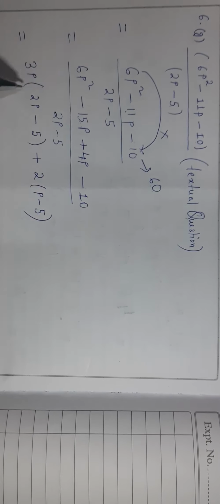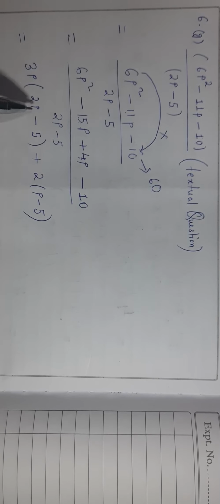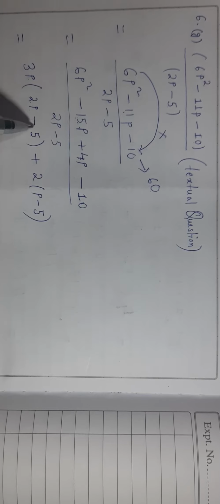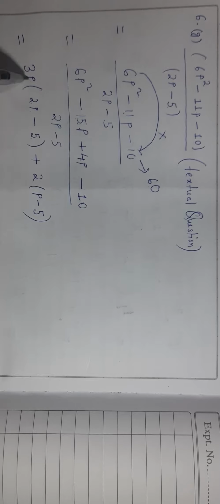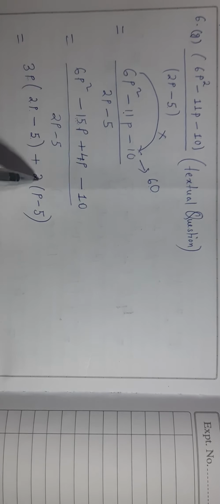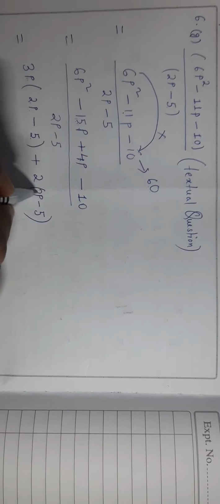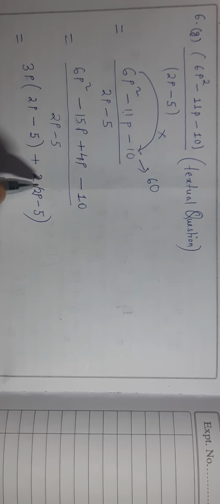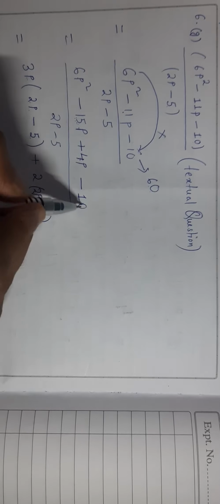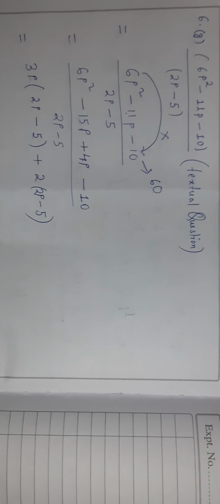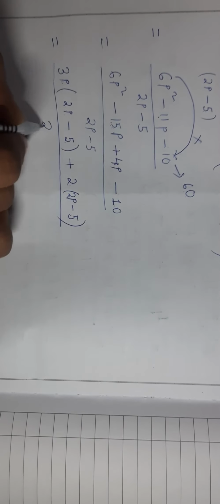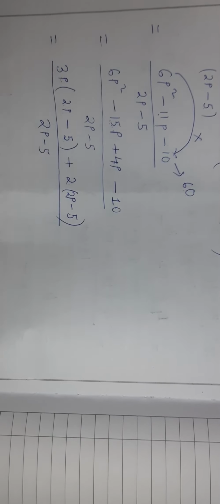And then you can verify also. 3p into 2p is 6p square, 3 into 2 is 6, and p into p is p square. Next, 3p into minus 5: 3 into 5 is 15, and here minus sign, so it is minus 15p. Plus 2 into 2p, so 2 into 2 is 4, so 4p. Then 2 into 5 is 10, here minus sign, so it is minus 10. Whole thing divided by 2p minus 5.